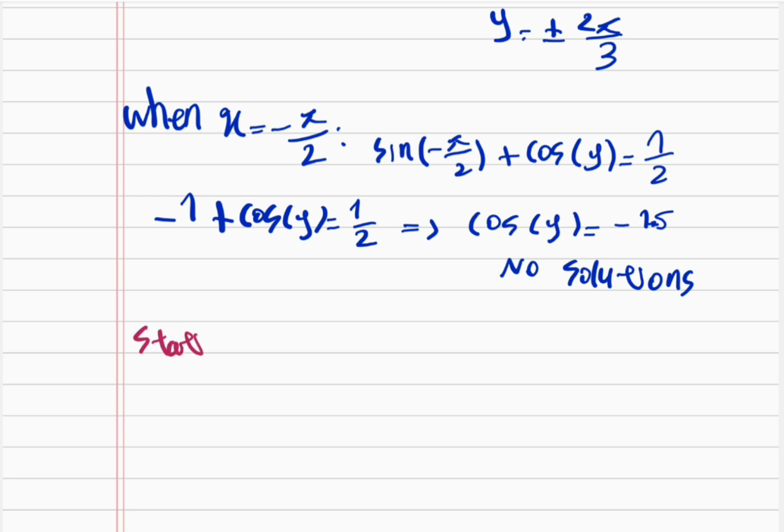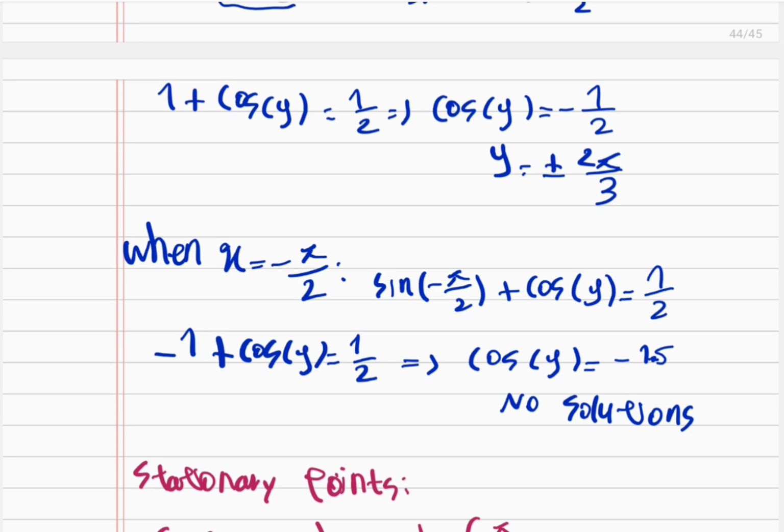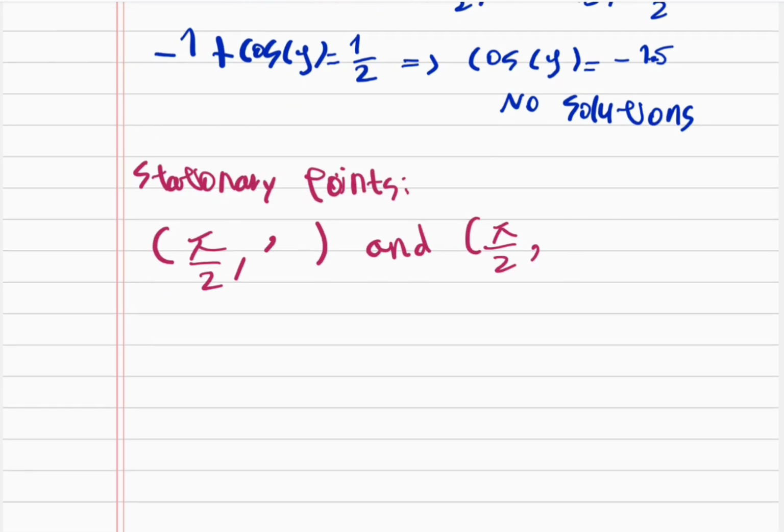So the stationary points have these coordinates. Both of them have the x coordinate of pi over 2, and the only difference is that one of them has the y coordinate of plus 2 pi over 3, but the other one is minus 2 pi over 3. So these are the stationary points.